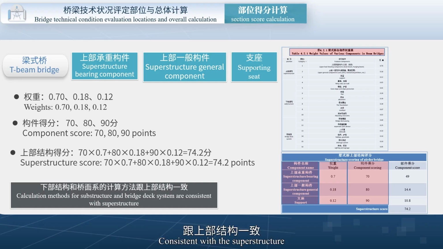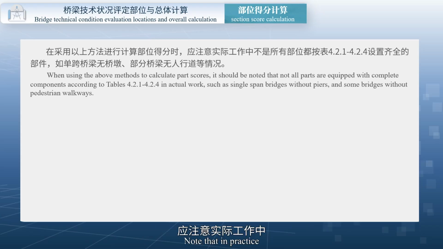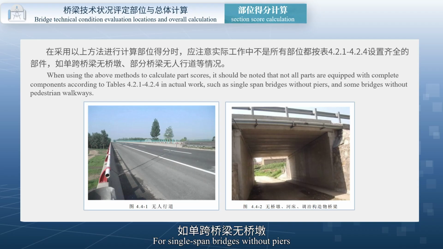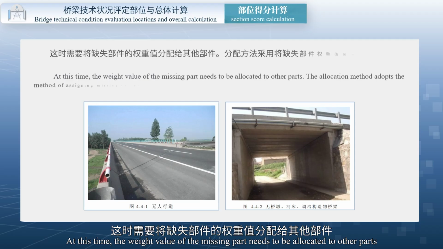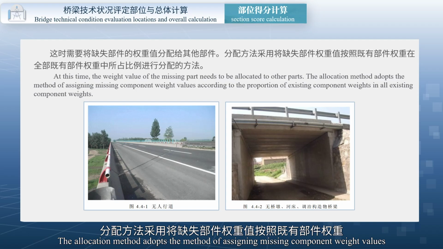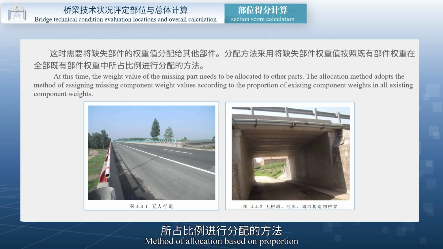is consistent with the superstructure. When using the above method to calculate the section score, note that in practice, not all parts are equipped with complete components according to Tables 4.21 to 4.24. For example, single-span bridges have no piers, and some bridges lack sidewalks. At this time, the weight value of the missing part needs to be allocated to other parts. The allocation method assigns the missing component weight value according to the proportion of each existing component's weight in the total of all existing component weights. This is the method of allocation based on proportion.